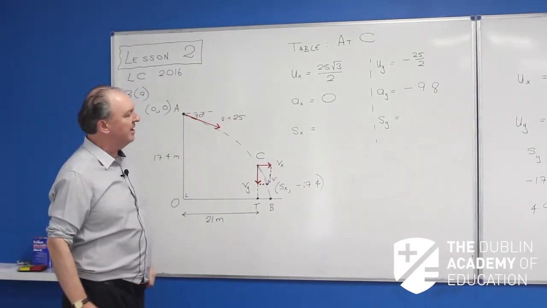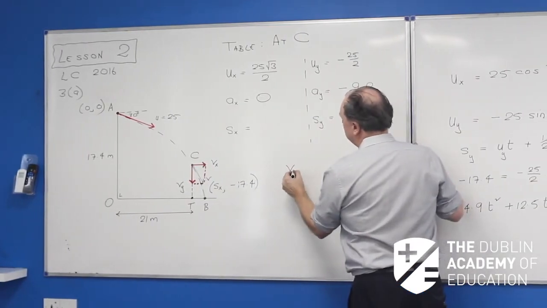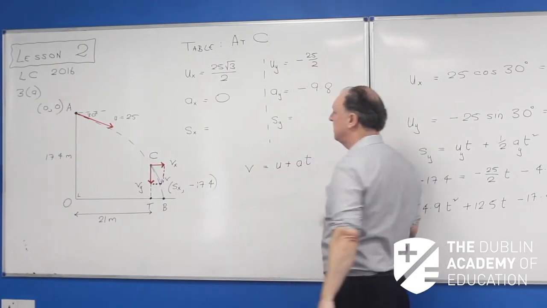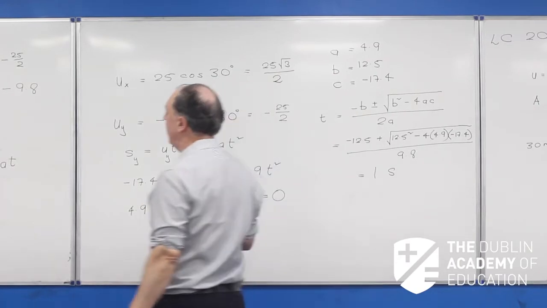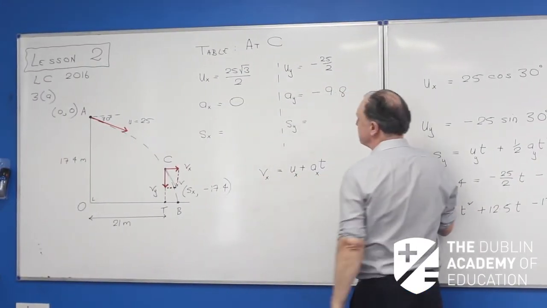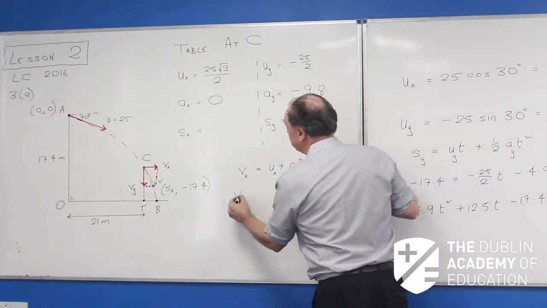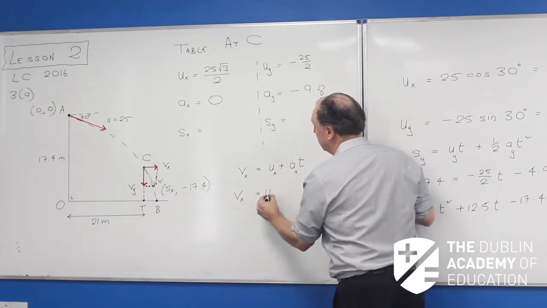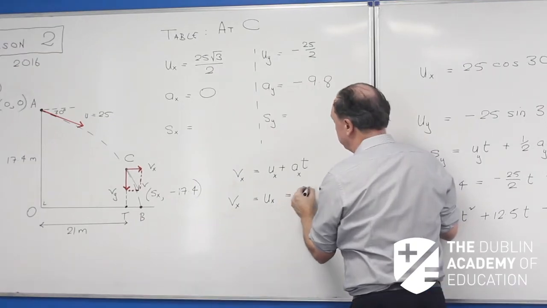Well, my equations are V is equal to U plus AT. I want Vx and Vy. Well, write down the x equation. And you know that AX is 0. That means Vx is equal to Ux. And Ux is 25 root 3 on 2.